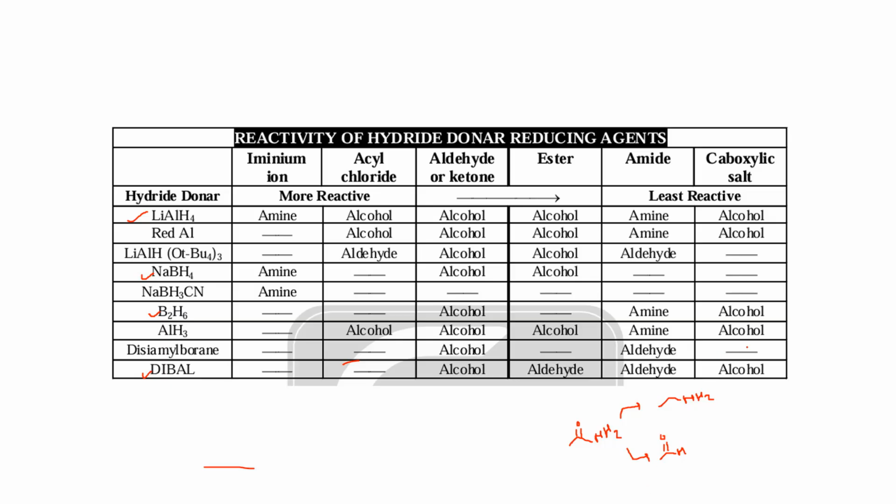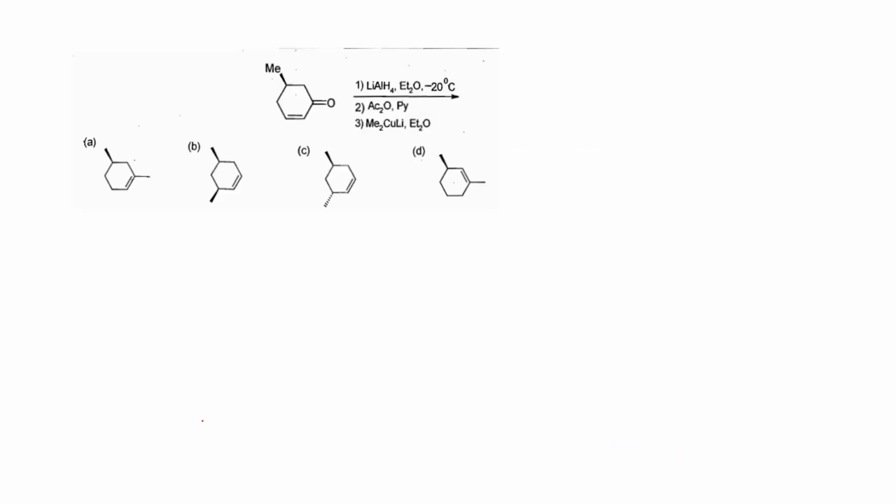Next class I will try to discuss the other ones. Mostly whatever questions you get in your upcoming NET or GATE examinations, they usually include questions from these reagents. The other reagents are also used, but not in large numbers. And if you know the reactivity of NaBH4, you can also predict the reactivity of others, like NaBH3CN and all. Okay, so let's go to the previous year questions.